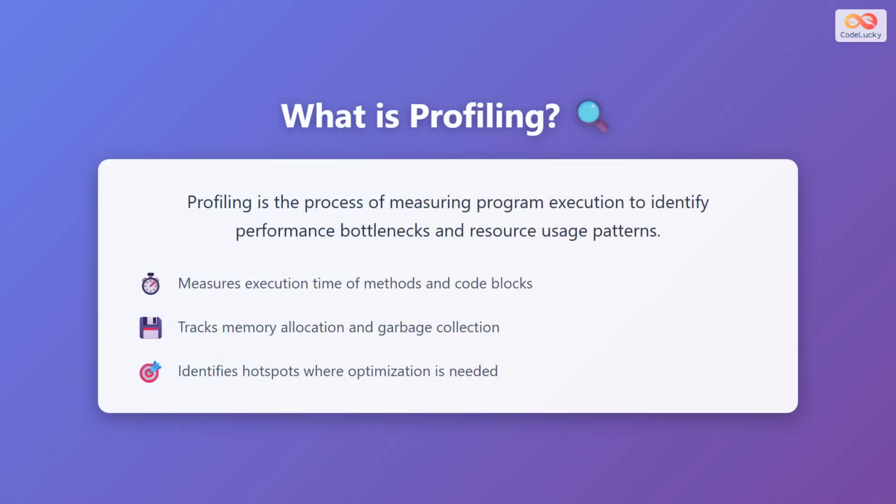Profiling is the process of measuring program execution to identify performance bottlenecks and resource usage patterns. Think of it as taking an X-ray of your application while it runs. Profiling measures execution time of methods and code blocks, showing you exactly where your program spends the most time. It tracks memory allocation and garbage collection, helping you understand how your application uses memory. Most importantly, profiling identifies hotspots, which are the specific areas in your code where optimization is needed the most.